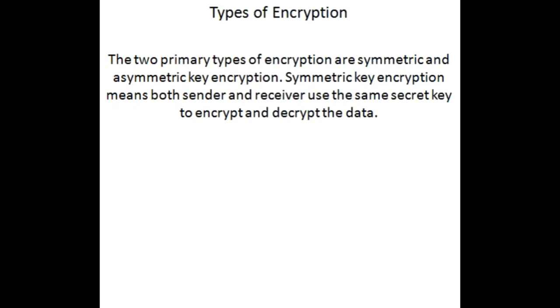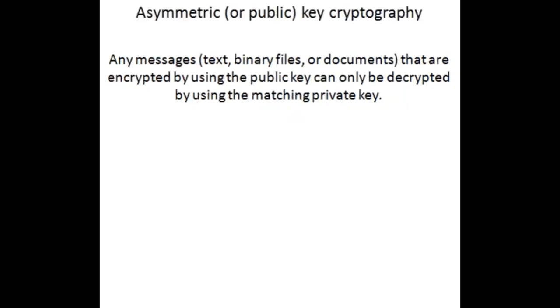Asymmetric encryption uses two related keys known as a key pair. A public key is made available to anyone who might want to send you an encrypted message. A second private key is kept secret so that only you know it. Any message, text, binary files or documents that are encrypted by using the public key can only be decrypted by using the matching private key. Any message that is encrypted by using the private key can only be decrypted by using the matching public key.